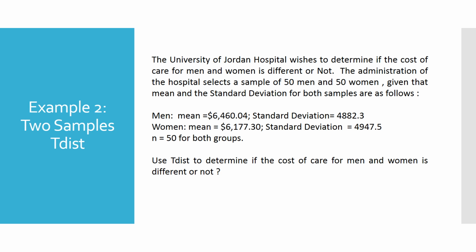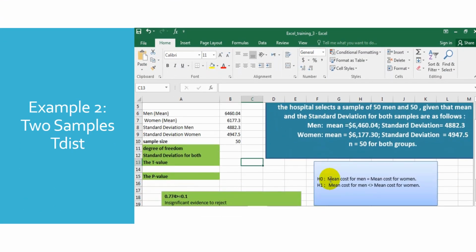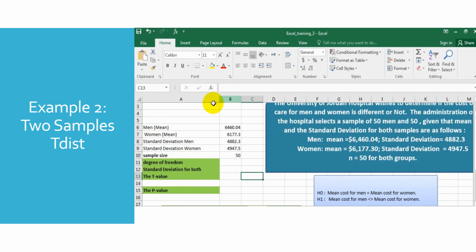As you see in this example, we have two samples, so it is the two samples case. Also, the question does not mention greater than or less than, so it is two-tail. Now, let's open Excel Training 3 another time and go to the tdist2 sheet. As we said before, this question is two tails and two samples. We have two samples, and because of the relational operator H1 does not equal, it is two tails. Now we write the standard deviation and the mean for both samples.